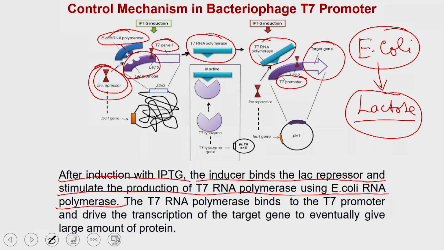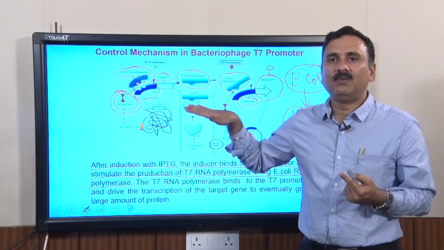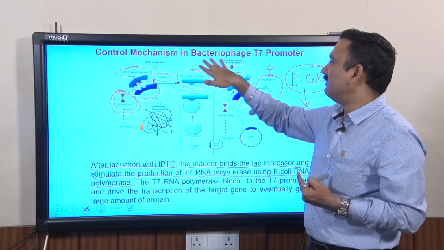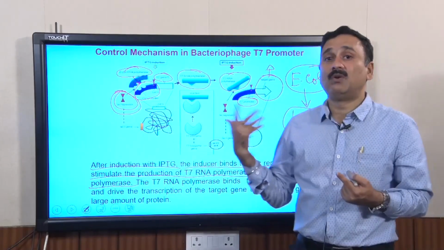will induce the E. coli RNA polymerase to go and bind to the lac promoter, and that is how it is going to first induce the production of T7 polymerase, and that eventually will start synthesizing the target gene in the absence of the inducer as well. Which means even if you do not add the IPTG, the lactose which is present inside the cell will function at a very low level to produce some amount of T7 RNA polymerase, and that T7 RNA polymerase will drive the production of your target gene.